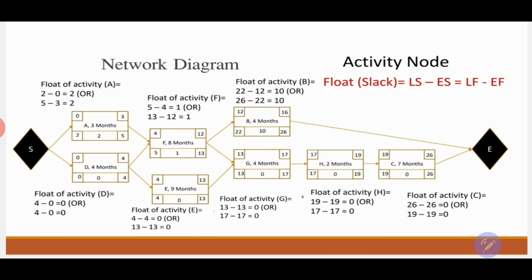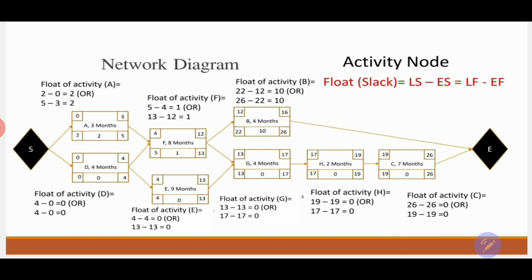But if you look into activity D and E and G and H and C, you will see that they have a 0 float. Why? Because we can finish them as early as 4 and as late as 4. That's for activity D, and that applies to all the other activities. It means that these activities don't have any flexibility. In another word, we cannot delay these activities more than 0.